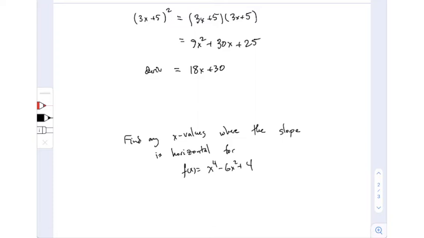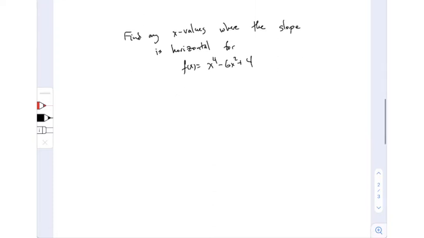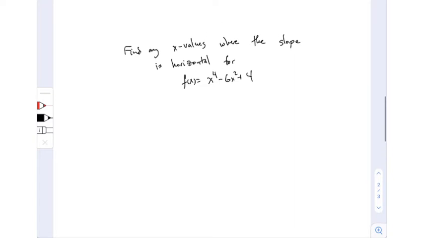All right, great. And then the last one. I saw a bunch of people did this one. What's your strategy for this one? What do you think? Yes, where the slope is horizontal. Remember, the slope is the derivative, and the slope being horizontal means the derivative is zero. And so I want to take the derivative, first of all, which is easy enough.